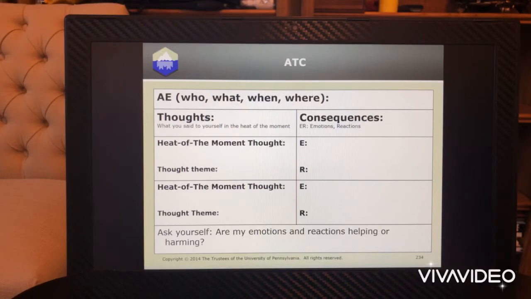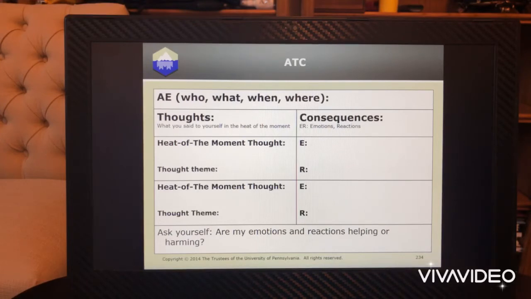So to break down the ATC model really quick again, your A is your activating event. That's just your 5 W's, so you need to leave your initial thoughts out of it. That's just the event. In this video, the activating event was that the husband didn't put gas in the gas tank. And then for your thoughts, that's your heat of the moment thought. In this video, the heat of the moment thought was, I'll just do it myself like I do everything else myself. The consequences were that they got into a fight and there was a rift in their relationship. The emotions displayed were anger, and the reaction was that they got into a fight and then the soldier left.